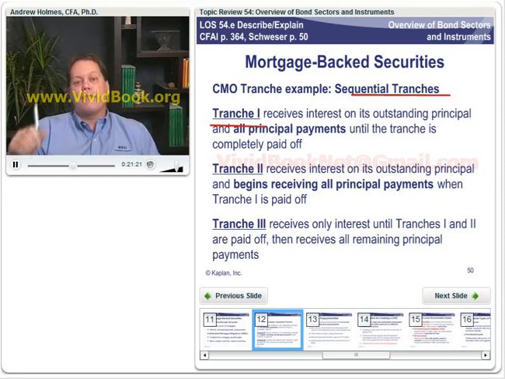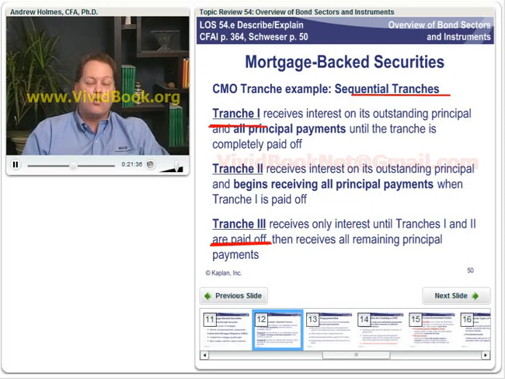On the other hand, if interest rates go up and stay up, then the lengthening of the time of the cash flows, which we call extension risk, so the shortening is called contraction, the lengthening is called extension risk, well, it is tranche 3, or the long tranche, that takes most of the extension risk. It is tranche 1, or the short tranche, that takes most of the contraction risk.